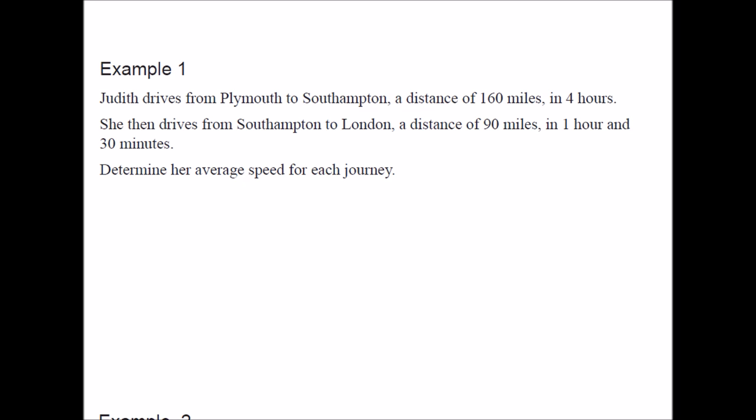So in the first journey, from Plymouth to Southampton, the distance is 160 miles. And if you remember, we're going to have to do 160, the distance divided by the time, which is in hours. So 160 divided by 4 is 40, and of course we are in miles per hour, which we're going to call mph.